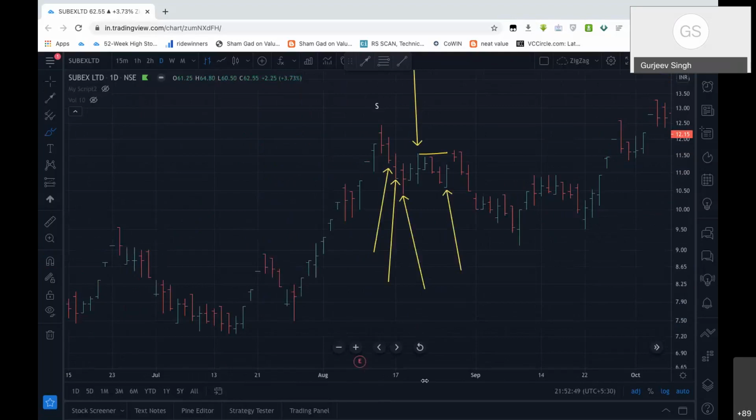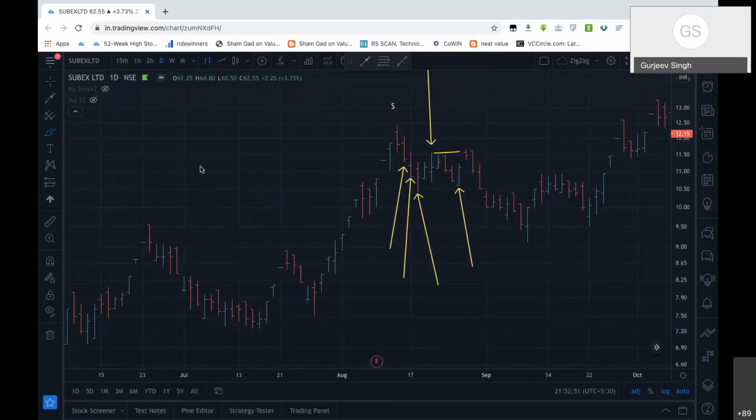Stop typing. We'll discuss that on a closing basis, because this is a daily chart, so it is also on a closing basis. It is not on an intraday basis. It is only on closing basis.